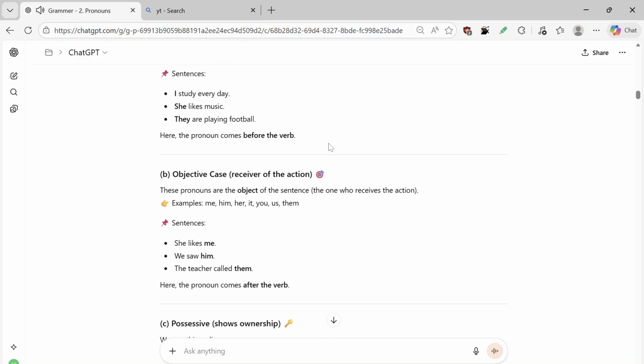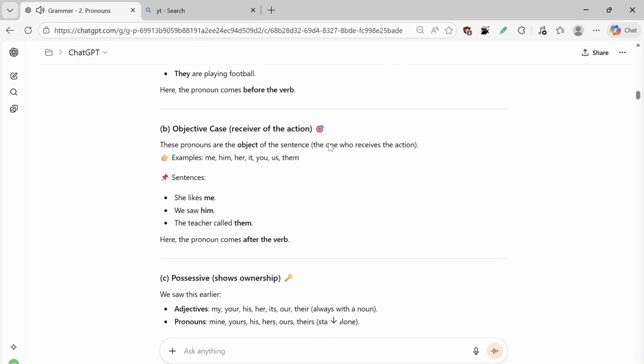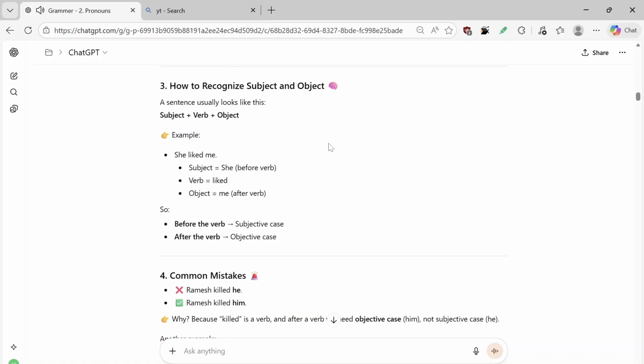3. How to recognize subject and object. A sentence usually looks like this: subject, verb, object. Example: She liked me. Subject equals she, before the verb. Verb equals liked. Object equals me, after the verb. So, before the verb, subjective case. After the verb, objective case.